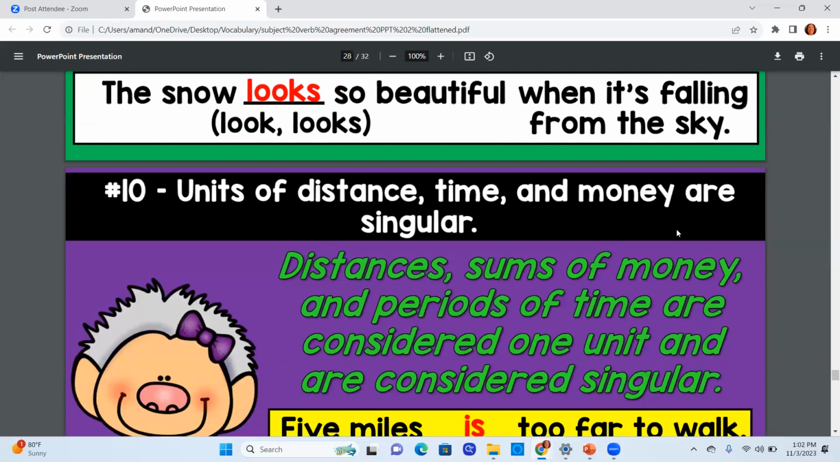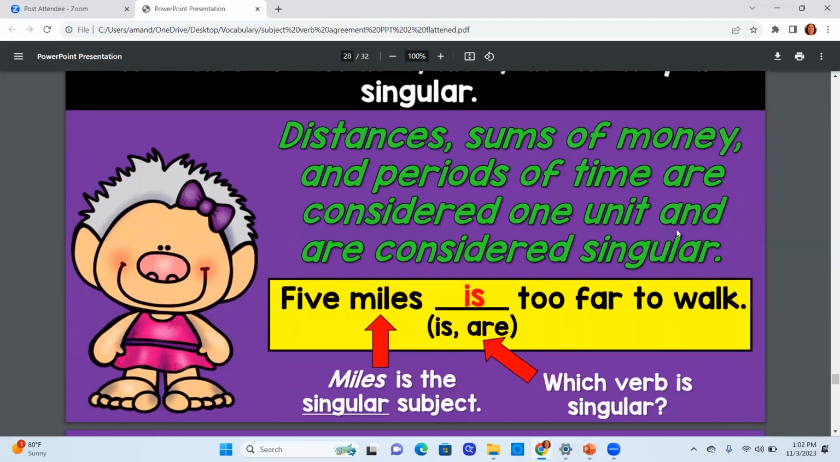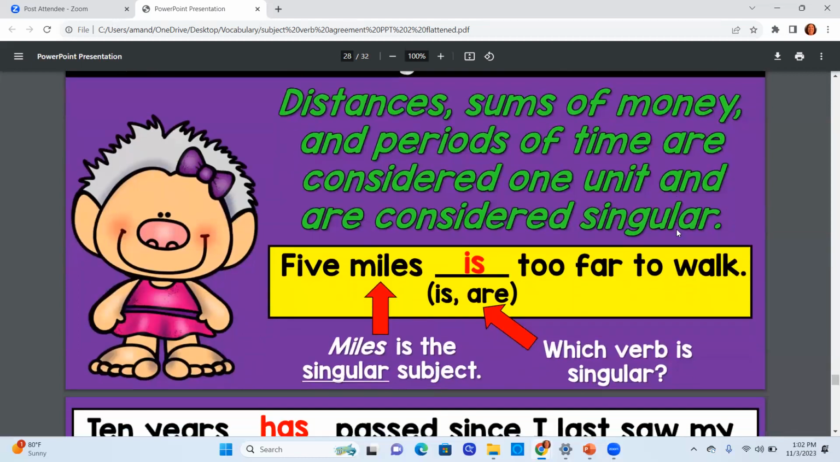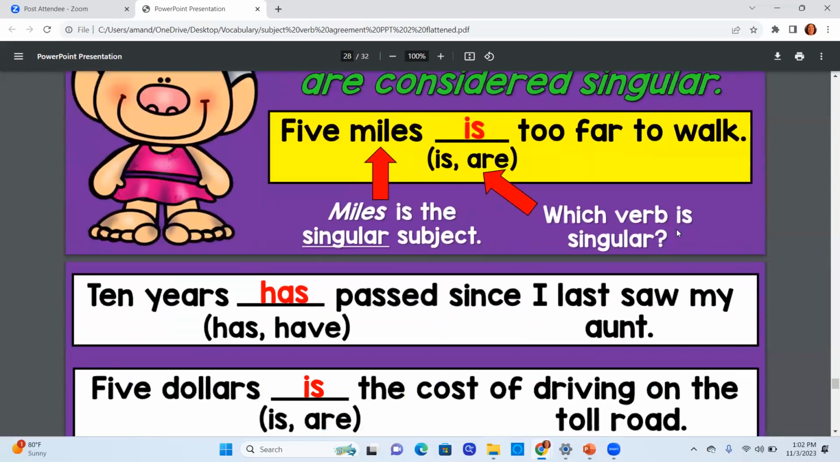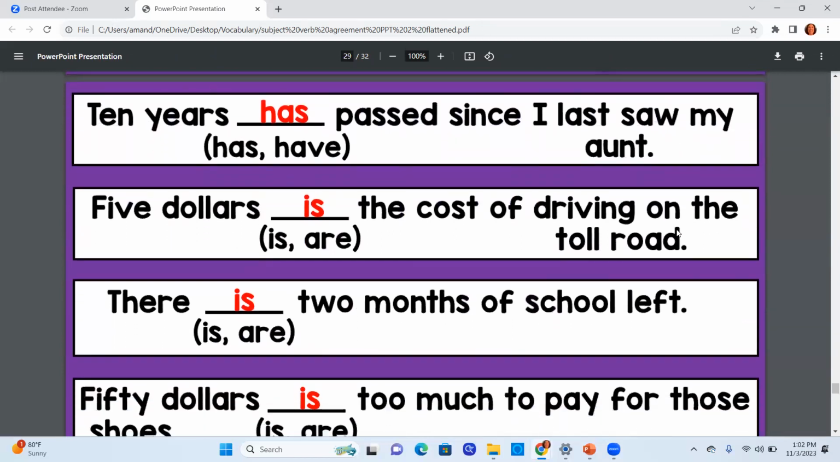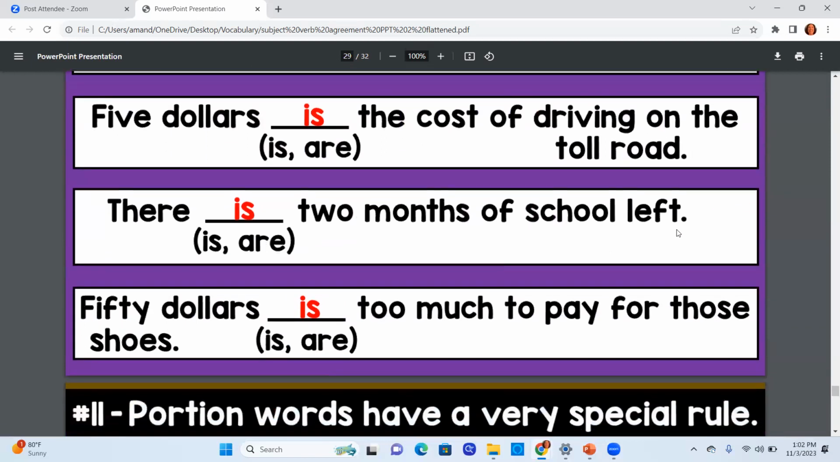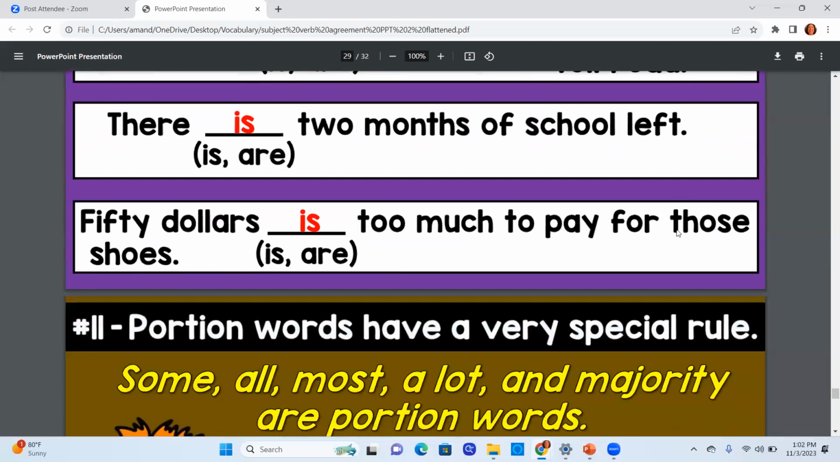Number 10, units of distance, time, and money are singular. Distances, sums of money, and periods of time are considered one unit and are considered singular. 5 miles is too far to walk. Miles is the singular subject. 10 years has passed since I last saw my aunt. $5 is the cost of driving on the toll road. $50 is too much to pay for those shoes.